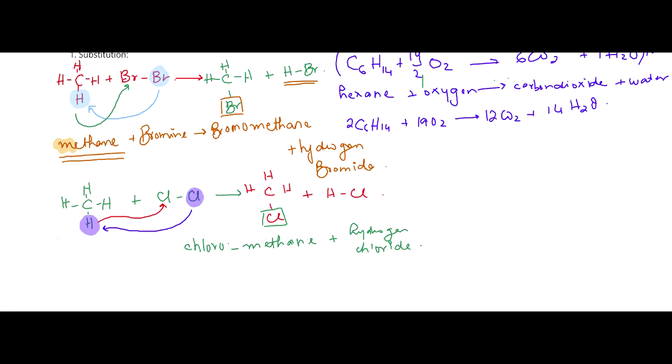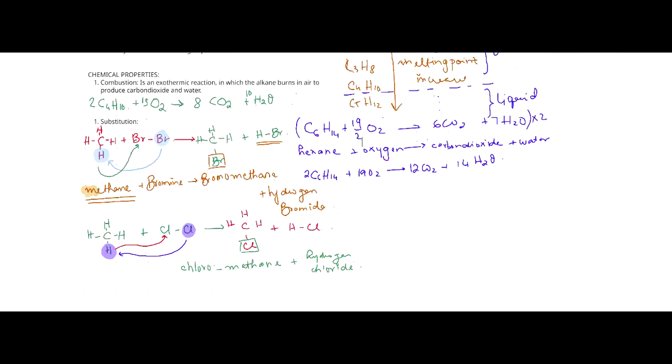Okay. Now, do you see bromomethane, chloromethane, right? These organic compounds are different from methane. That is because bromomethane, chloromethane, iodomethane, they are part of a different homologous series. That homologous series is known as halogenoalkanes. Because they're alkanes, but they have a halogen attached to them. So we call them halogenoalkanes.